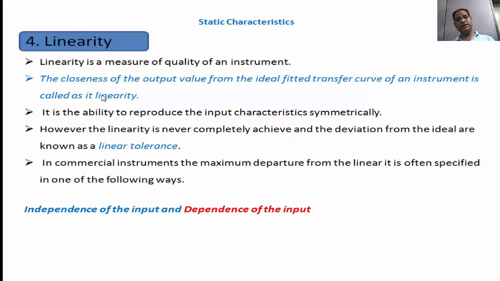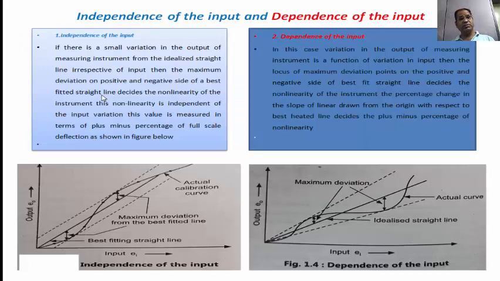However, linearity is never completely achieved, and the deviation from ideal is known as the linear tolerance. In commercial instruments, the maximum departure from linearity is often specified in one of the following ways. It may be independent of the input, or it may be dependent on the input. So what is this independence of input and dependence of input, that we will consider.